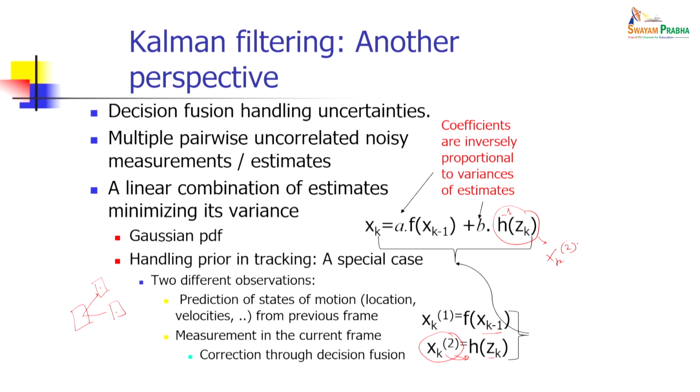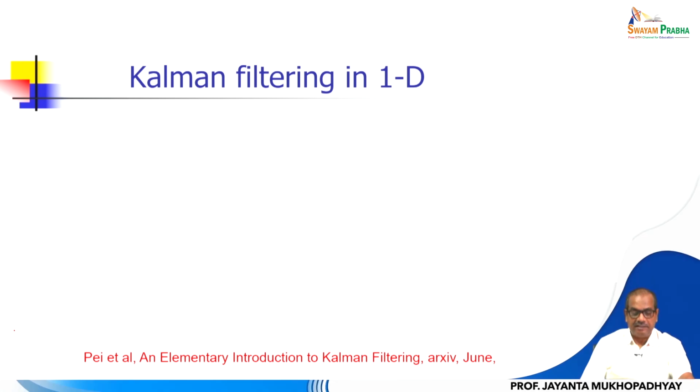Now, what we can see in this decision fusion process is that these are a linear combination of the two, and very intuitively we can say that the higher the variance, the smaller the coefficient should be. So, the coefficient should be inversely proportional to the variances of the estimates. Every estimate has, as I mentioned, a certain variance. That is taken care of, and it determines how the final updated decision is taken. So, in one dimension, let me explain this.